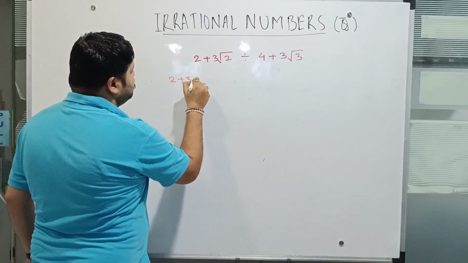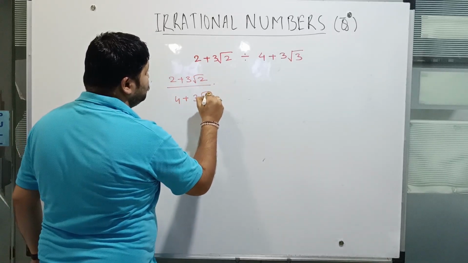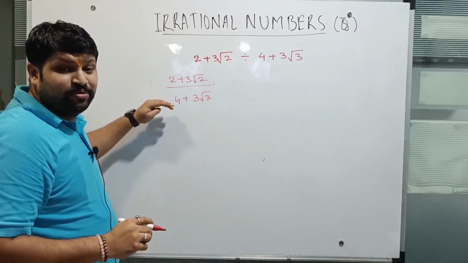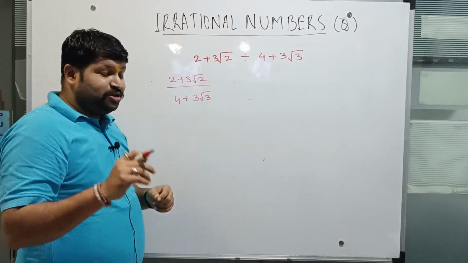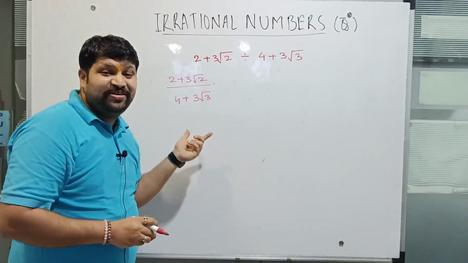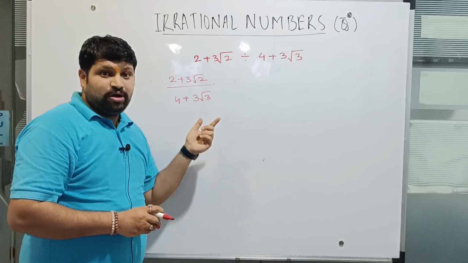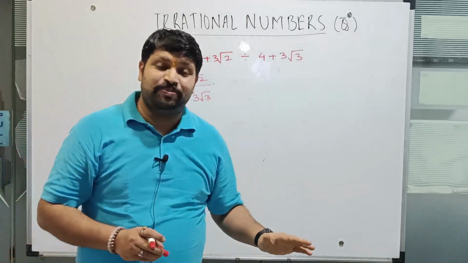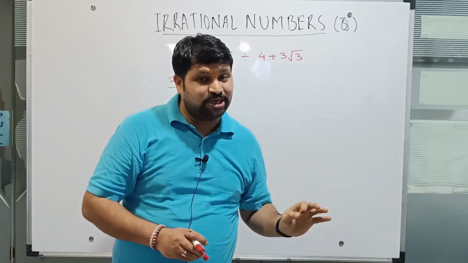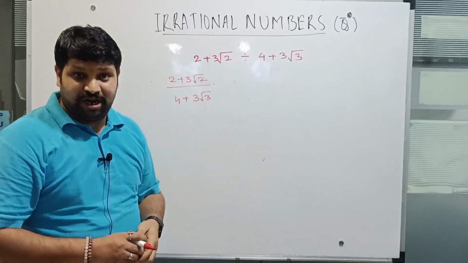2 plus 3 root 2 divided by 4 plus 3 root 3. So you see, there is an irrational number in the denominator. Now it is very crucial for you to understand that we can never have irrational numbers in the denominator. Always. So if you get an irrational number in the denominator, you have to rationalize it. The process is called rationalization of the denominator, and we are learning it under division of irrational numbers.